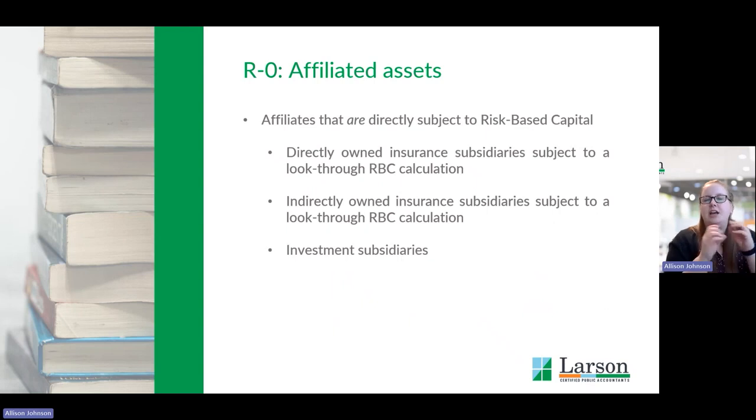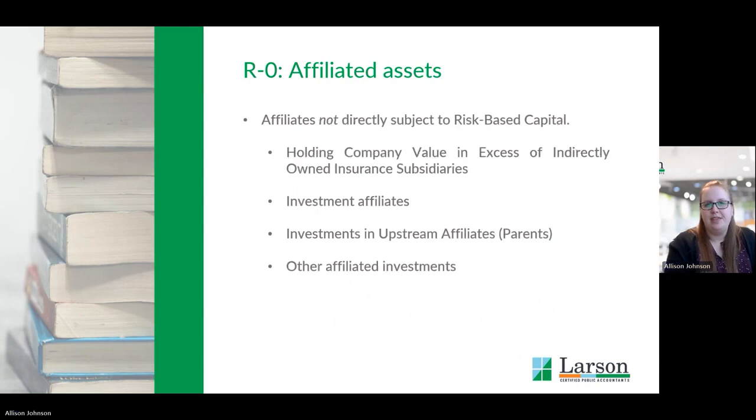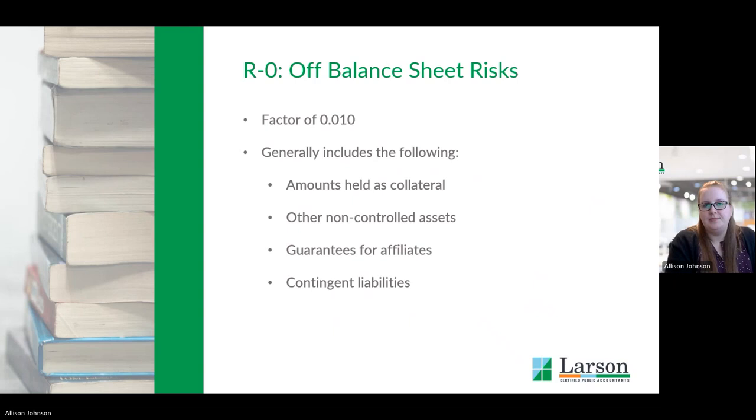For affiliates that are subject to their own RBC calculation, it's easy, which is great. You're going to take that subsidiary's RBC calculation, and that becomes the RBC requirement for that asset. Some examples of affiliates that aren't subject to RBC calculation would be holding companies, upstream investments, potentially some of your investment affiliates, as well as other affiliated investments.